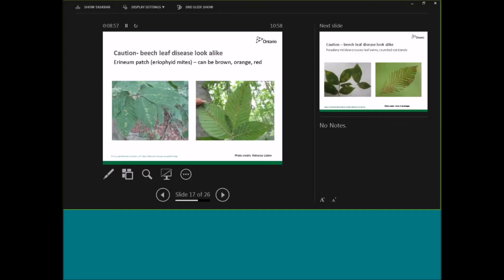Again, this is the erineum patch, but this time if you flip over the leaf, there's a dark brown coloration, which I like because I can really quickly say that's not beech leaf disease because of that brown color. And those patches can have an orange cast or a red cast as well.